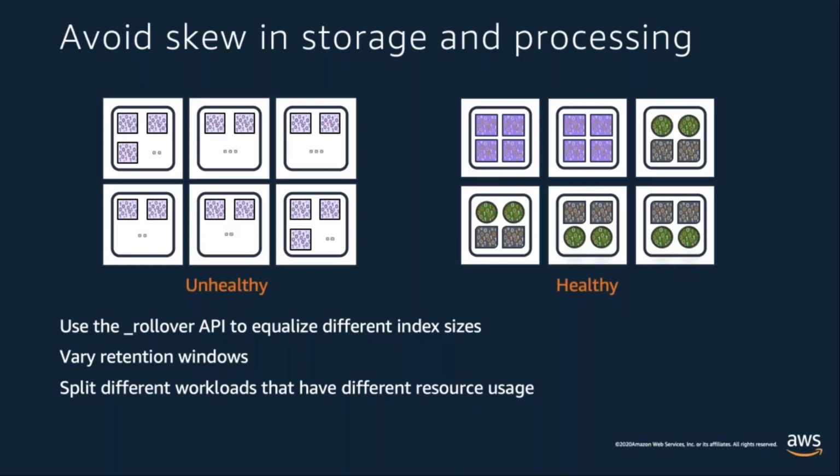So one of the ways that you can equalize these different index sizes is to use the rollover API. Rollover is a facility that Elasticsearch provides that allows you to specify an end condition for an index that's not a time window. It could be a size or a document count. When your index hits that particular size, the rollover API will then roll it to a new index. So that's a really good way to equalize different index sizes.